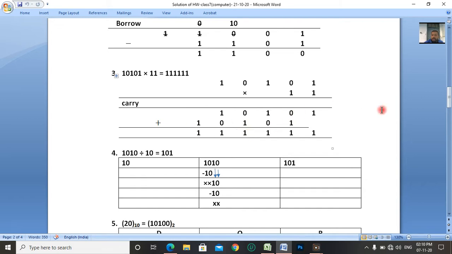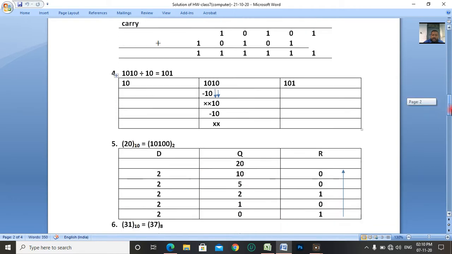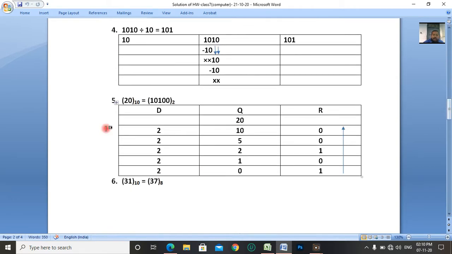Okay, in the general way, if 1 is multiplied by 1, then there will be 1, and if 1 is multiplied by 0, the product will be 0, the same methods as simple mathematics. Okay, in division, we have already done how we can do division also. And now here is the conversion. This is a decimal number which will be converted into a binary number.